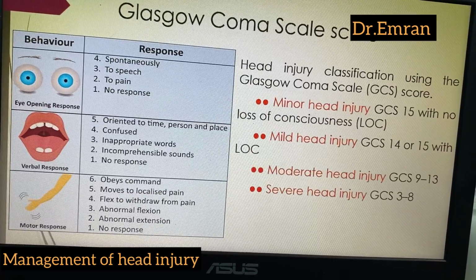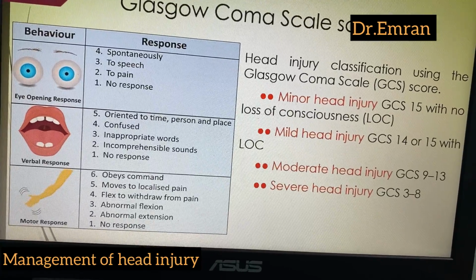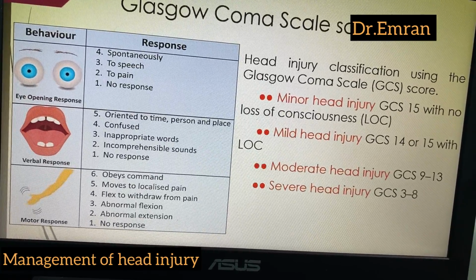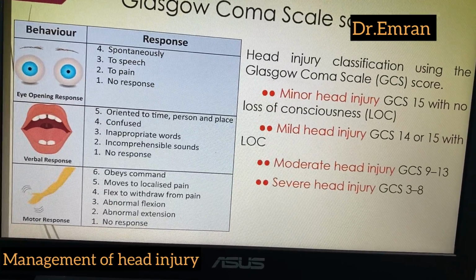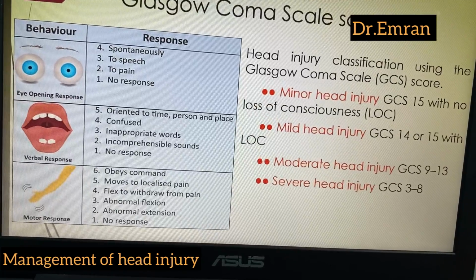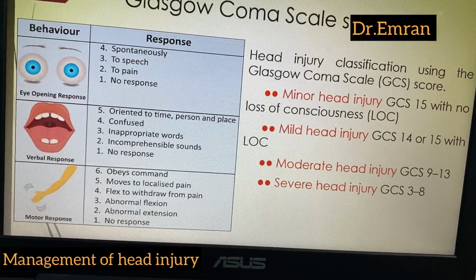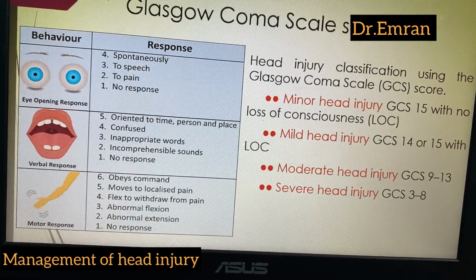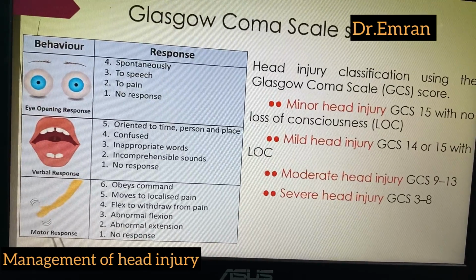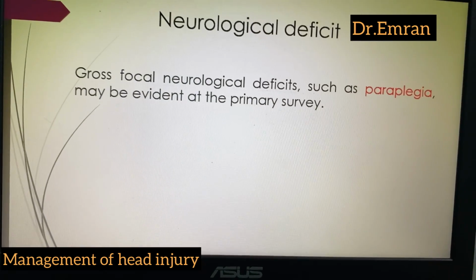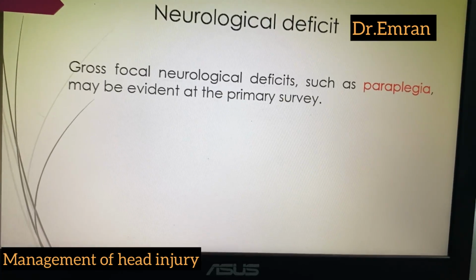Minor head injury is defined as GCS 15 with no loss of consciousness. Mild head injury, GCS 14 or 15 with loss of consciousness. Moderate head injury, GCS 9 to 13, and severe head injury GCS 3 to 8. And any patient suffering from head injury with Glasgow Coma Scale 8 or less needs emergency intubation and other processes. Focal neurological deficit, which may be paraplegia, may be evident at the primary survey.